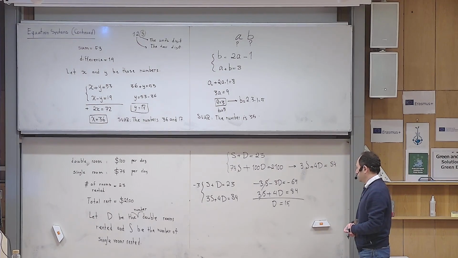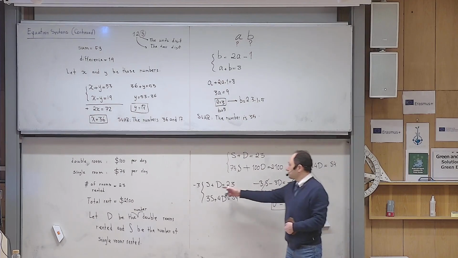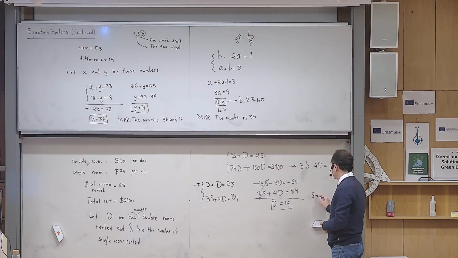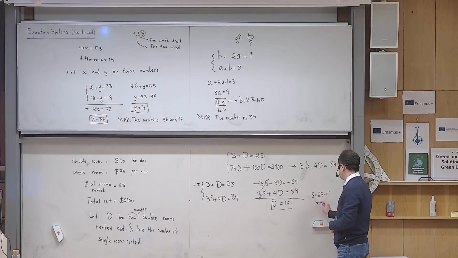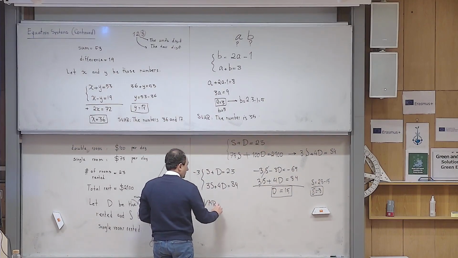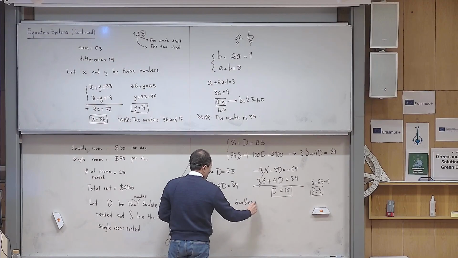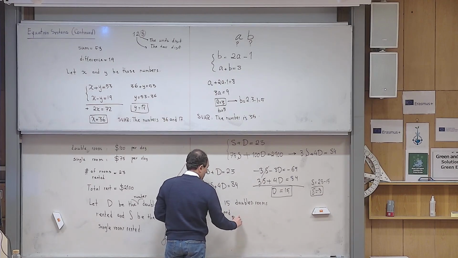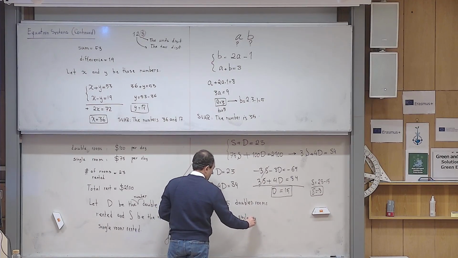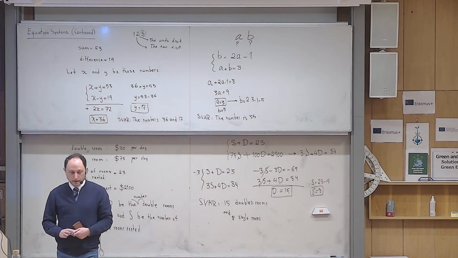Yes. So the number of double rooms rented is 15. And in total, it is 23. So S becomes 23 minus 15. So S becomes 8. So you need to write this as the answer. So 15 double rooms and 8 single rooms. Yes, so this is the number that you have to provide here. Any questions?